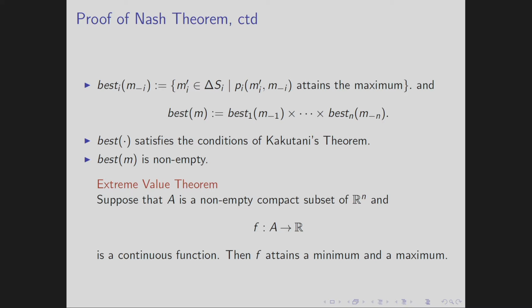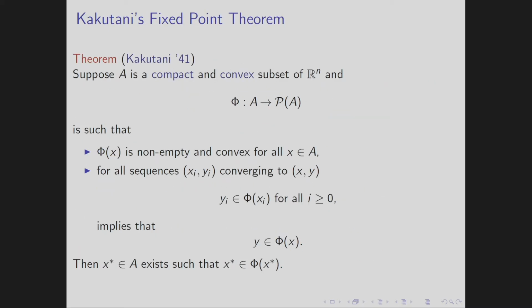Here we use it to be sure that in this definition, this best m is non-empty. This was one of the conditions of the Kakutani theorem. The other was that the convergence of these sequences is also satisfied. It was this condition 2, and this turns out to be also very easy to check. So as a result, both conditions are satisfied for this function best.